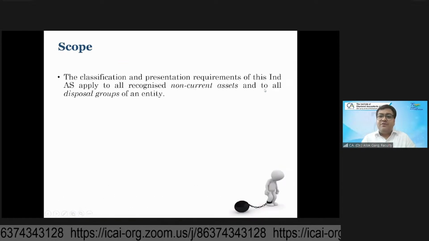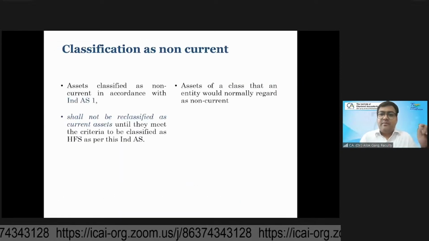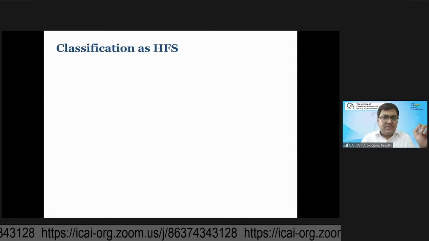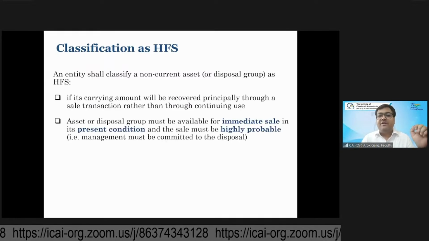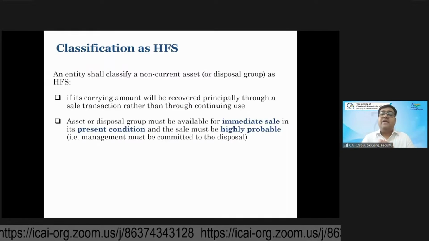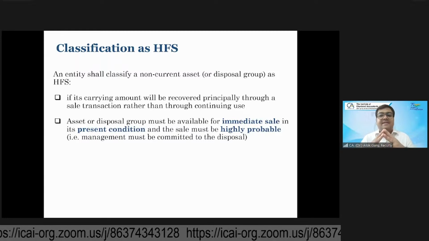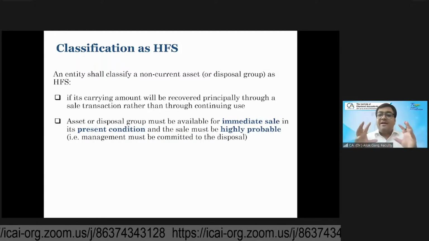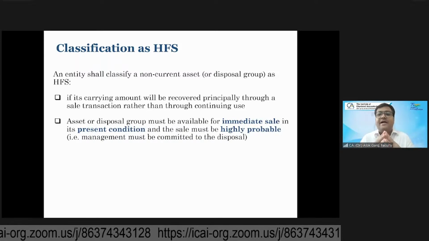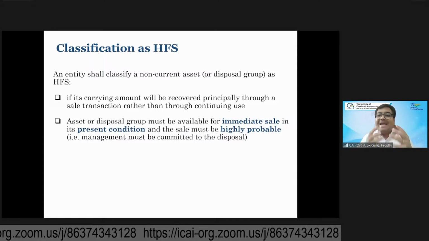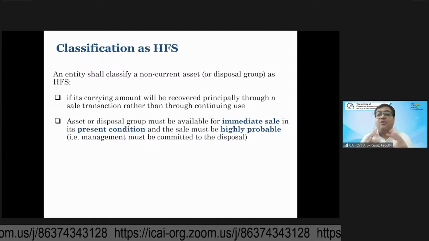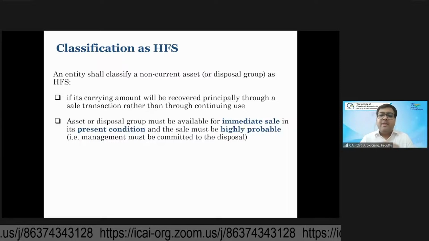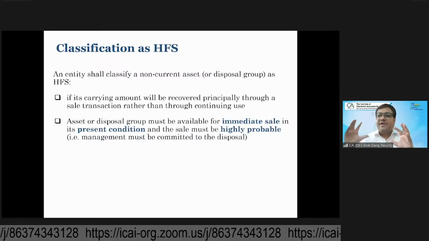Now I'm moving to the criteria for held for sale. What is the criteria for held for sale and what is meant by a non-current asset held for sale? Non-current assets held for sale are those items whose carrying amount will be principally recovered through a sale transaction, not through continuing use. Means for every asset, there must be a future economic benefit.